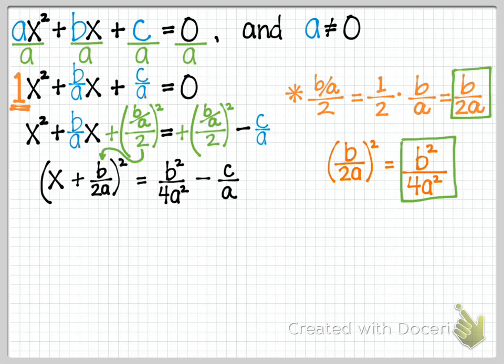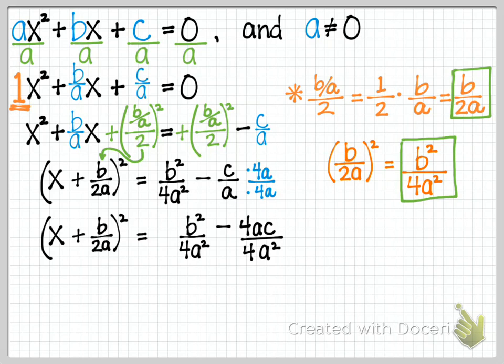So now we have 2 fractions, but they don't have a common denominator, so I'm going to multiply the c over a times 4a over 4a. That way my denominator here will be the same as the other fraction. I'll have common denominators. But I still have 2 fractions, although they have a common denominator, so I'm going to write it as 1 fraction over the common denominator. Well, at this point, I have a perfect square. This is a group that is being squared, equals this 1 fraction.